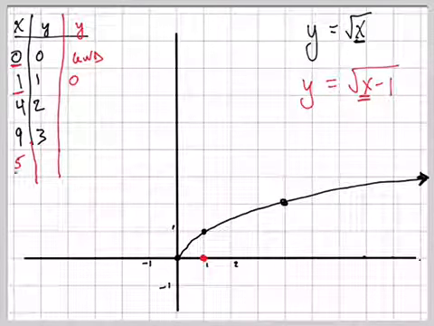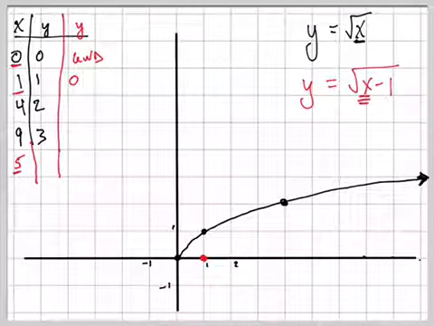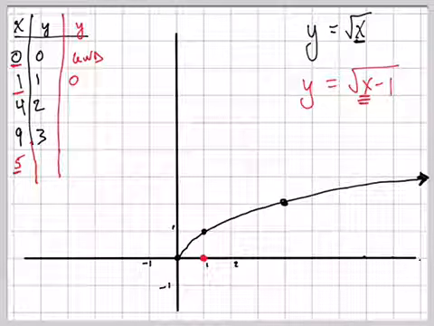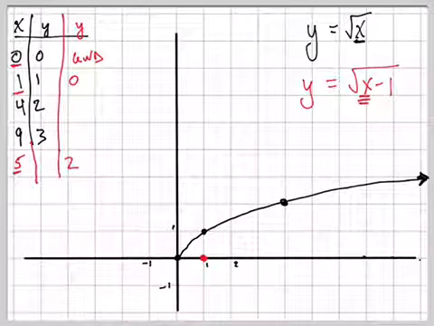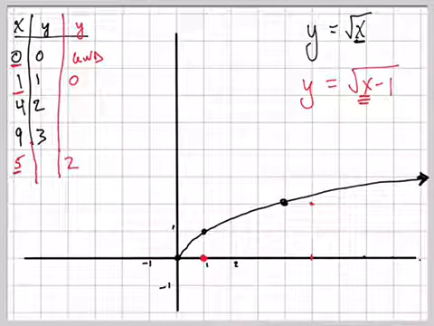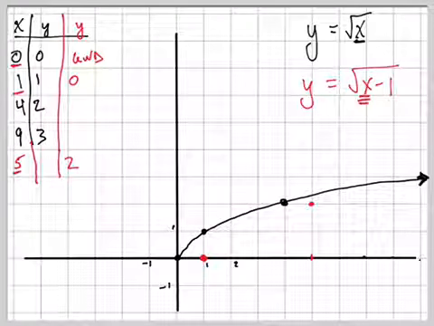Let's pick 5. What if I plug in 5 for x? I'm going to get 5 minus 1, which is 4. And what's the square root of 4? 2. So (5, 2). What's happening to this graph? What do you notice about my graph?